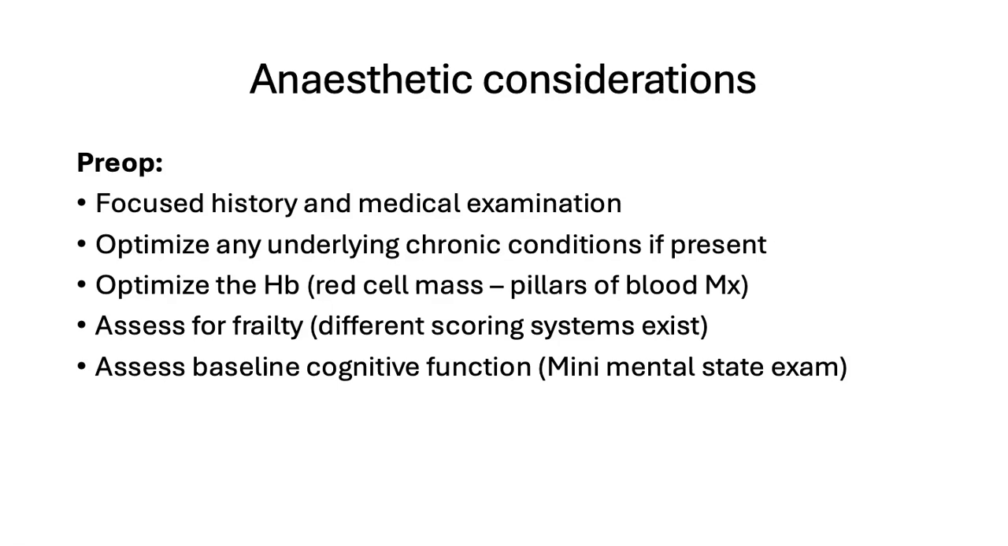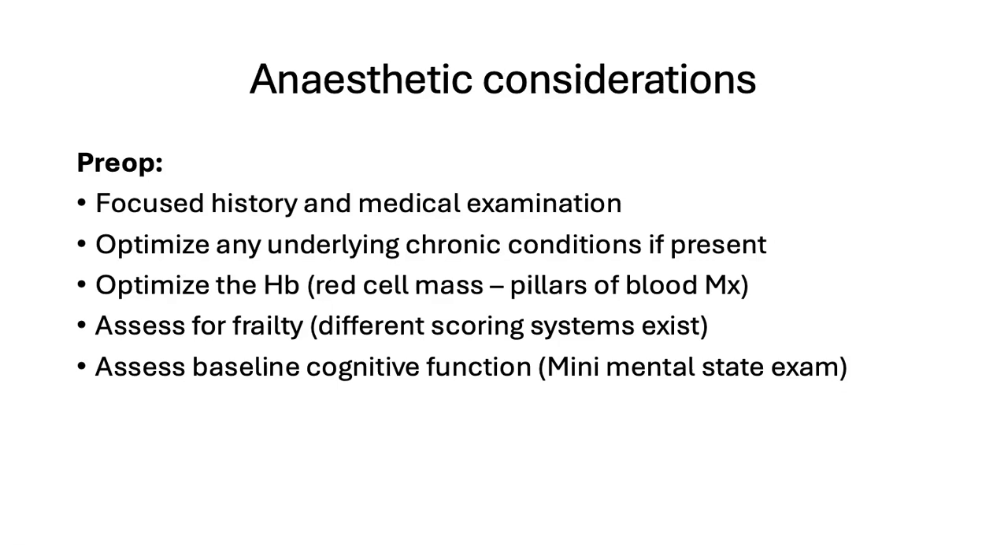So with the low HP, it's not about trying to give them blood products. That's not what we're trying to do. We're not trying to transfuse them. But in the pre-op setting, what we want to do is to optimize the red cell mass according to the pillars of blood management, so that prior to surgery, we can optimize their HP.